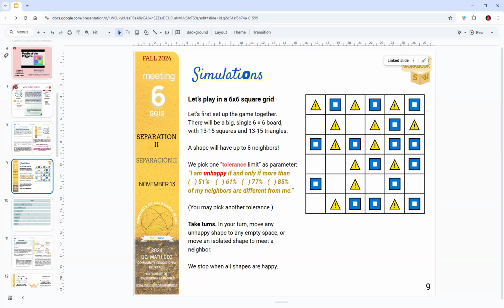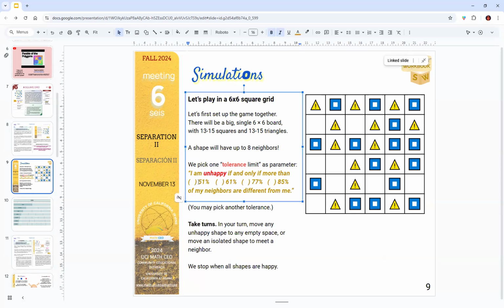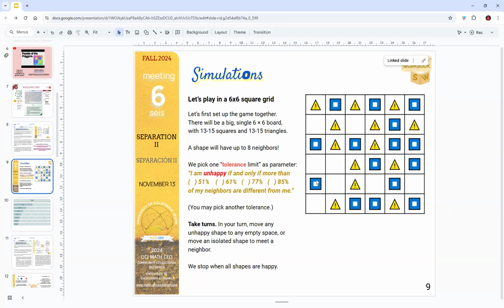We'll have a tolerance limit as our parameter. You can play around, maybe start with 51%, or if your students are up to it, you can play with other values. This should be done together as a demo, so that everyone can see what's going on. We'll have big chessboards of 8 by 8, just cover 2 rows and 2 columns to make it 6 by 6. So you'll take turns and stop when all shapes are happy.